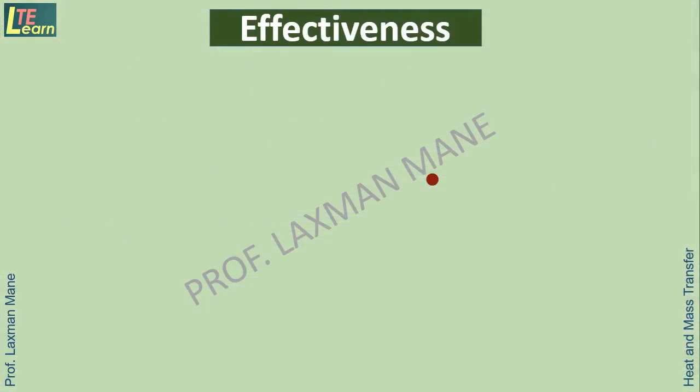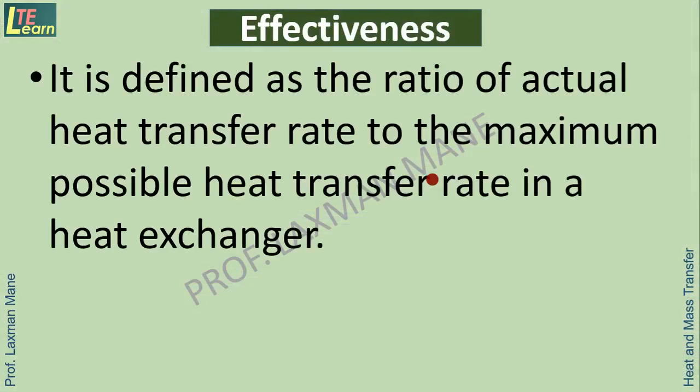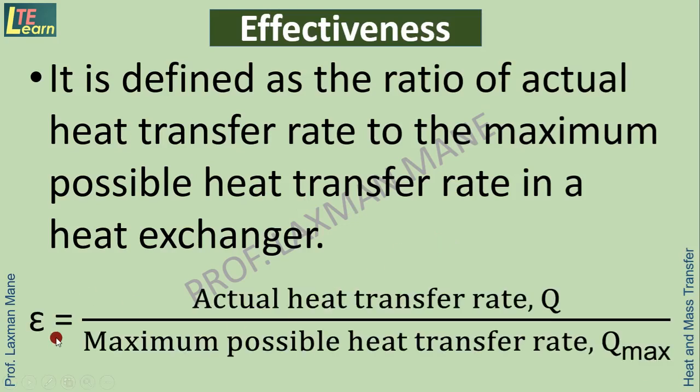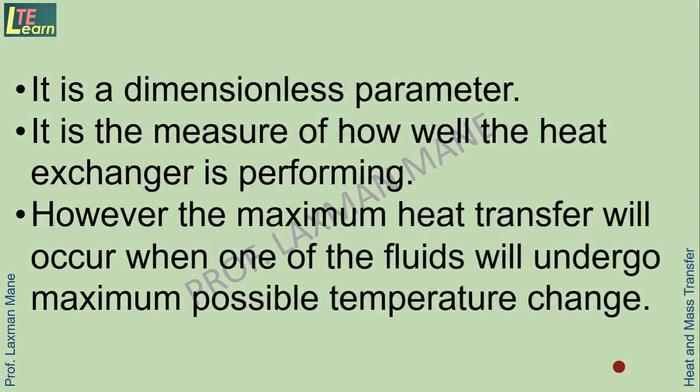The term effectiveness is defined as the ratio of actual heat transfer rate to the maximum possible heat transfer rate in a heat exchanger. Its formula is epsilon equal to actual heat transfer rate, means Q, divided by maximum possible heat transfer rate, means Q max. It is a dimensionless parameter. It is the measure of how well the heat exchanger is performing.